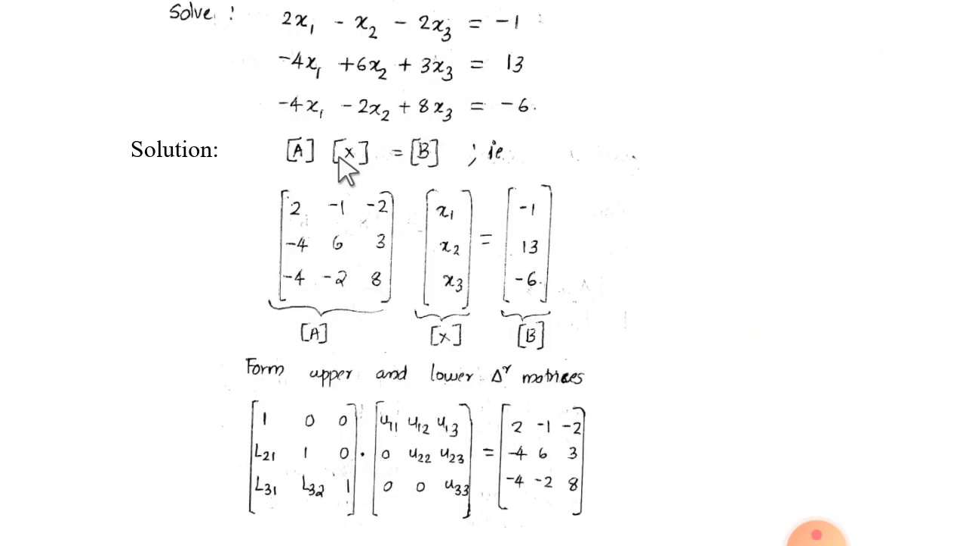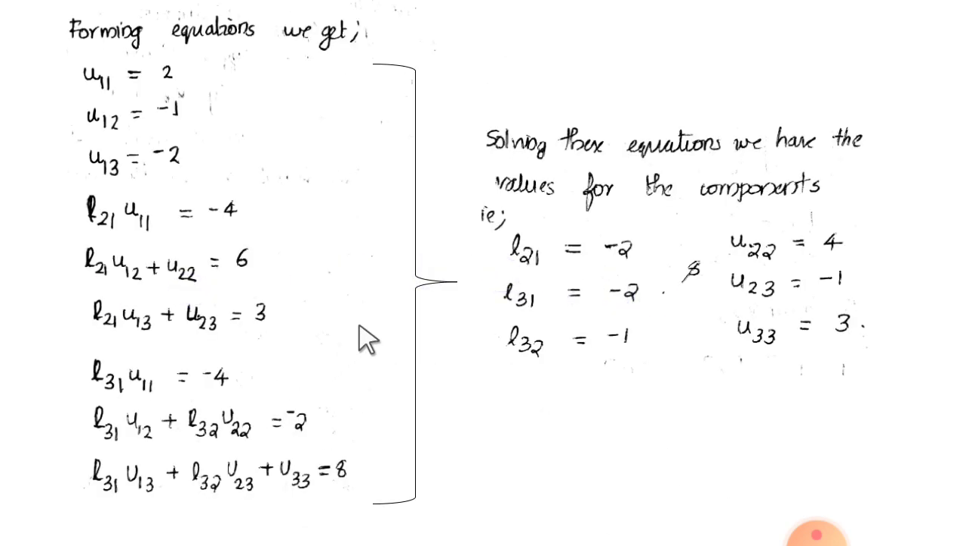Let us look at an example. We have to solve using the Doolittle method. This is the system of equations to be solved. So we write it in this form, AX equal to B. Here this is the A matrix, this is the X matrix and this is the B matrix. Now you have to form the upper and lower triangular matrices. This is the lower triangular matrix, this is the upper triangular matrix. So you have to write the system in this form. After that you have to form the equations.